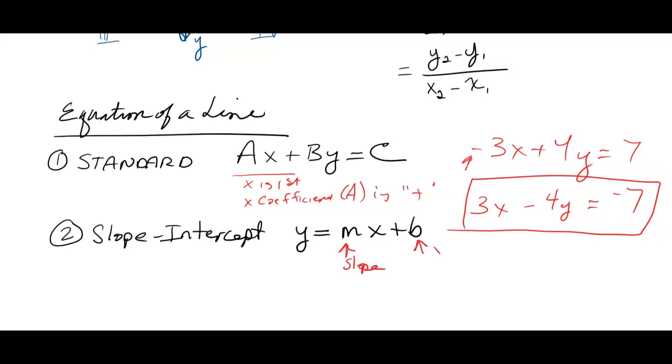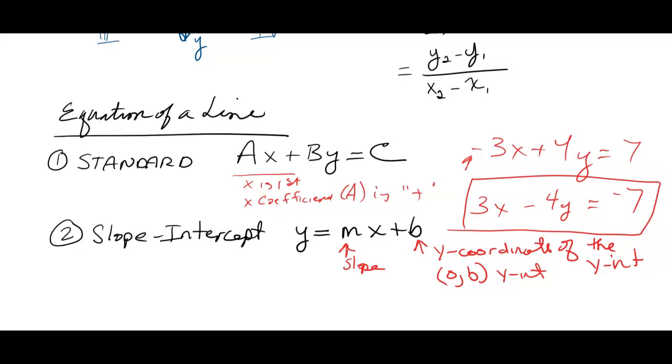And this is the y coordinate of the y intercept. Okay? Keep in mind, I'm not calling b the y-intercept. The y-intercept itself is a coordinate, 0, b. That is the y-intercept. So b is the y-coordinate of the y-intercept. And that is your slope.